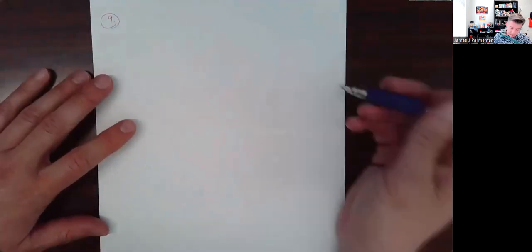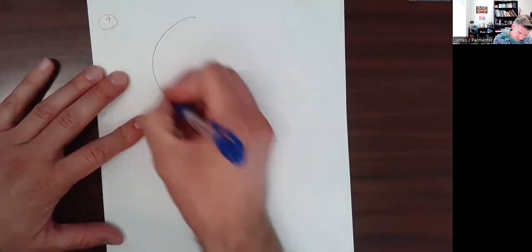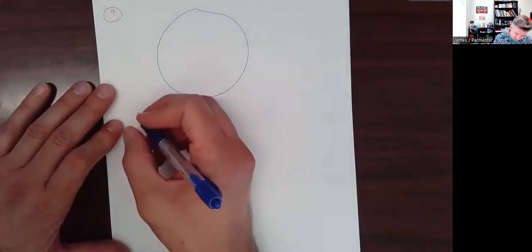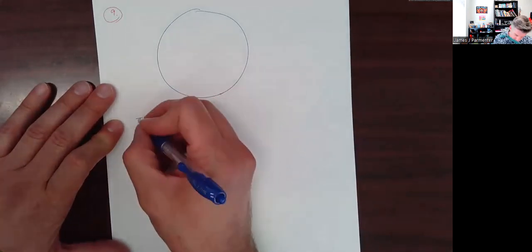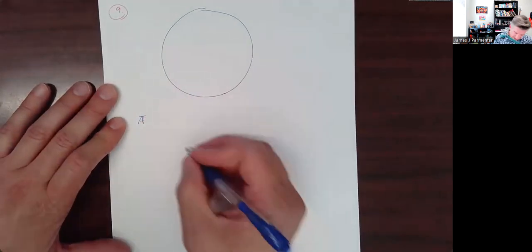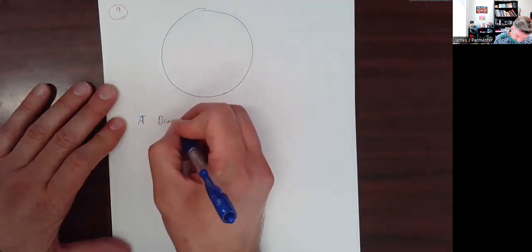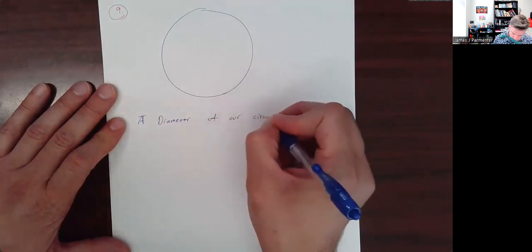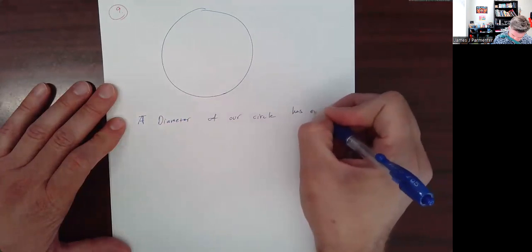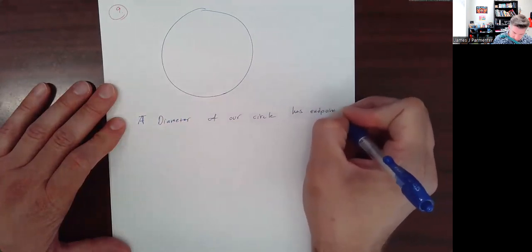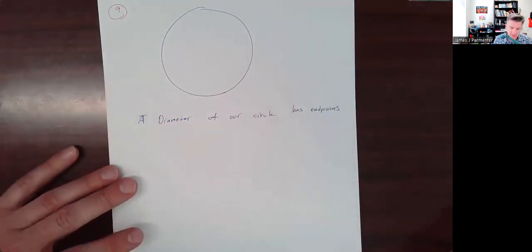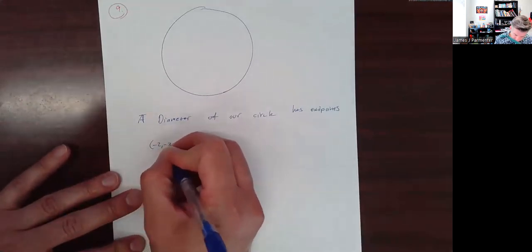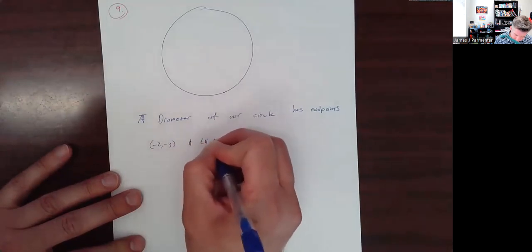So I'm going to draw a picture. So here's the setup. A diameter of our circle has endpoints, and we'll make the first one nice: -2, -3, and 4, 5.